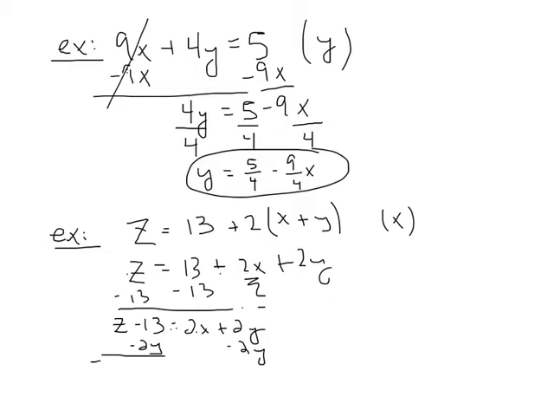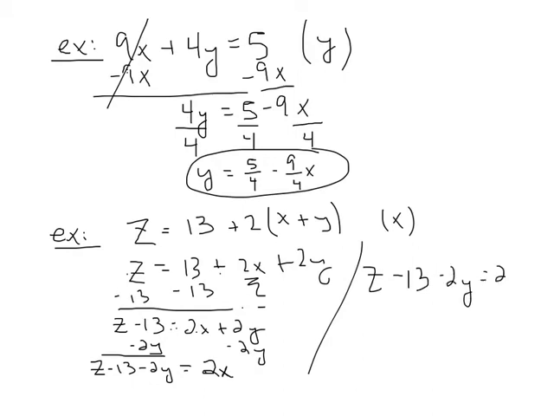So don't be bothered by the fact that you have two terms here, z minus 13, and you're going to take away 2y. So it's just z minus 13 minus 2y. That's okay. And we end up with 2x on the right. Let's go off to the side here. z minus 13 minus 2y equals 2x.